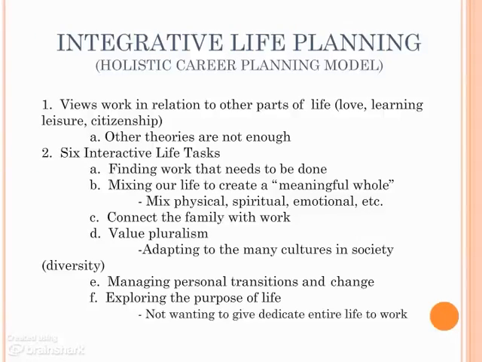Integrative life planning includes learning, leisure, and citizenship, whereas you saw from other theories that this isn't brought up enough. There are 6 interactive life tasks. So finding work that needs to be done, and mixing our life to create a meaningful whole. So you mix physical, spiritual, and emotional things into your occupational decisions. Connecting the family with work.